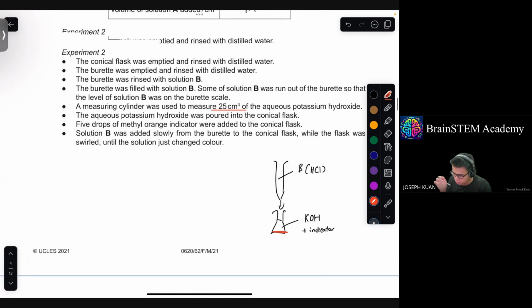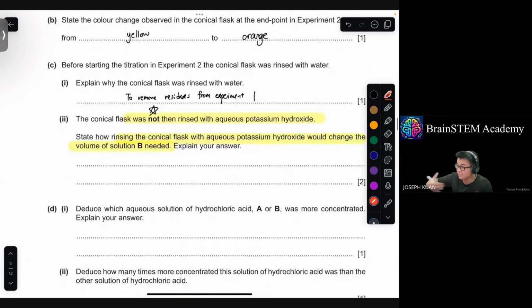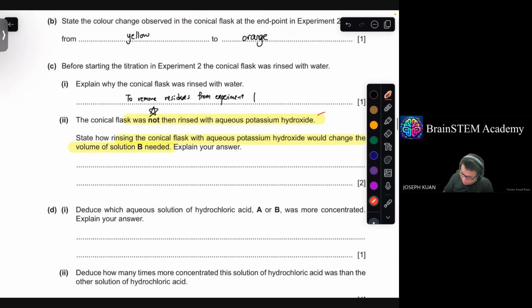But if you choose to rinse it with potassium hydroxide, it means that you need more acid to titrate. So the volume will increase. Why? Because there is more potassium hydroxide in the conical flask. Okay, you are adding 25 on top of the residue, which affects the result.